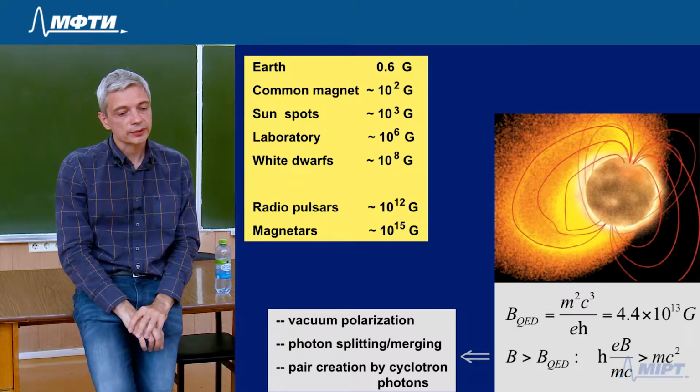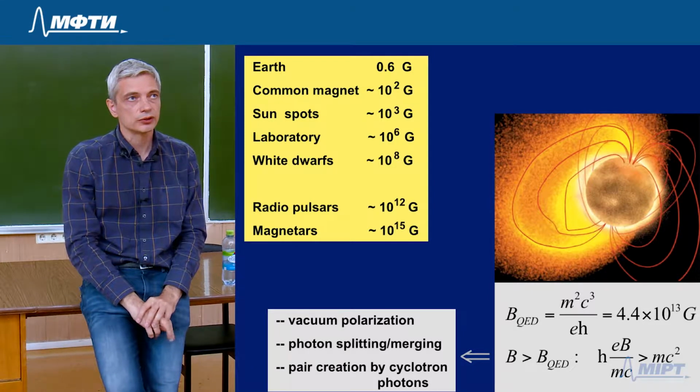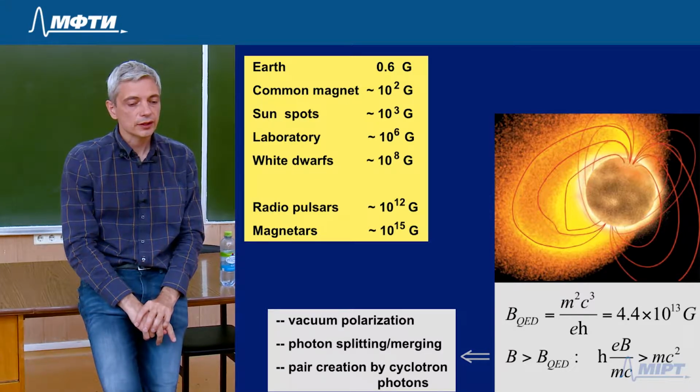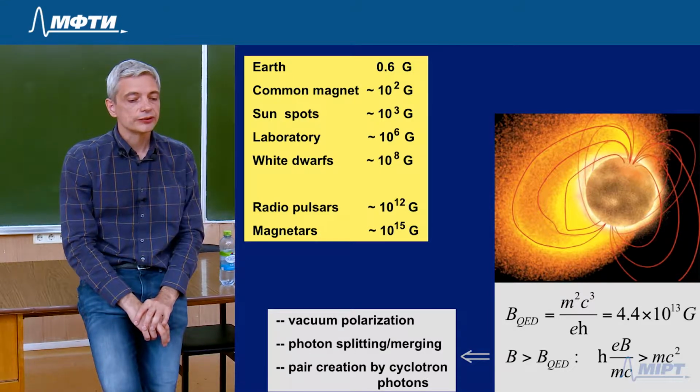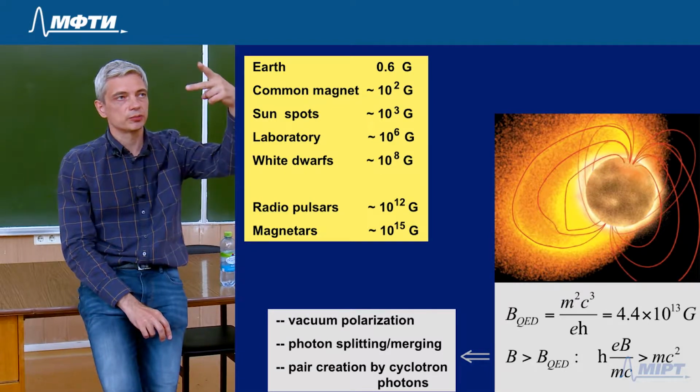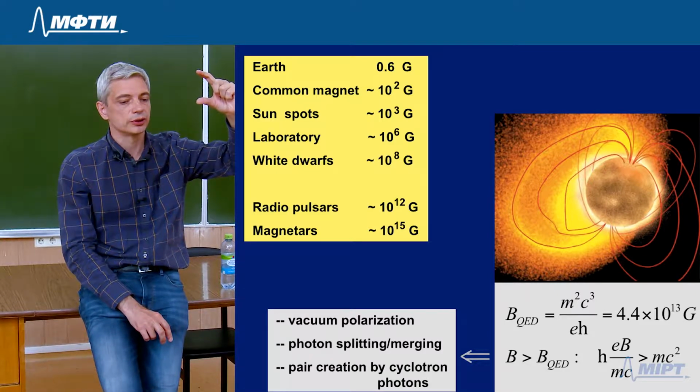But still, when magnetic field exceeds these values, there are new interesting effects from quantum electrodynamics. One way of thinking about this special value of field, as you see at the bottom right corner, is to rewrite the same definition as h, the Planck constant, times the gyro frequency, eB over electron mass c. So it's basically the energy difference between two Landau levels, h times eB over mc.